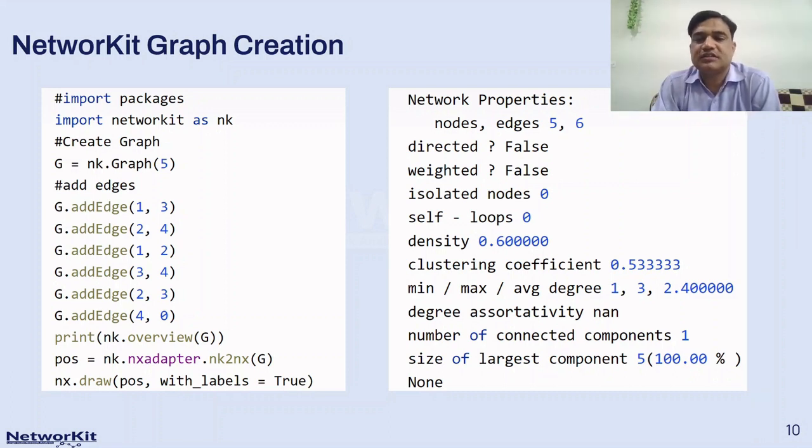Number of connected components: how many connected components are in the network. Connected components means if any network is divided into multiple components, meaning sub networks, then each is called a component. So by calling the overview method, it gives the number of connected components. Here only one component is there. All the nodes are connected to each other. No sub network is there, so it is showing 1. And size of the largest component gives the number of nodes in the largest component, that is 5.